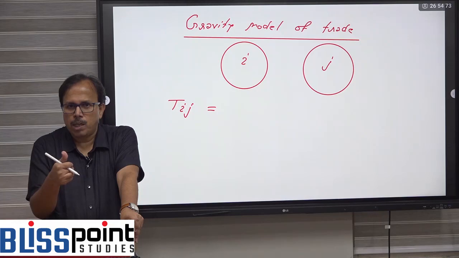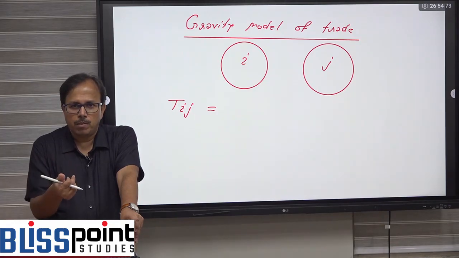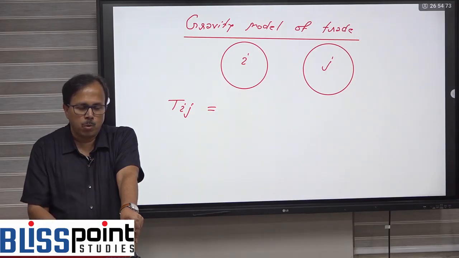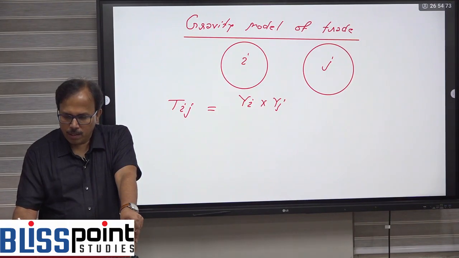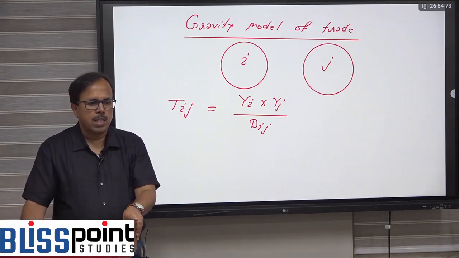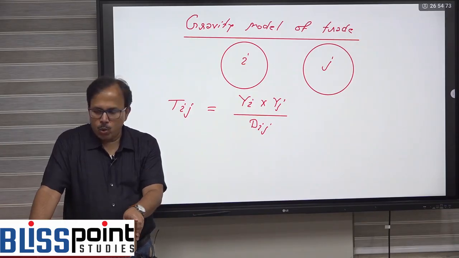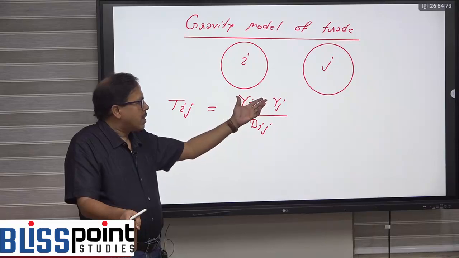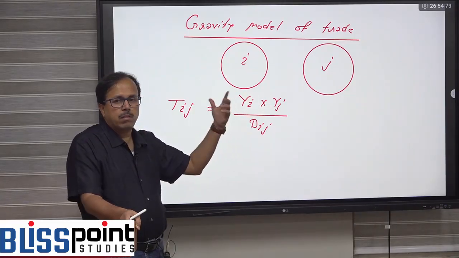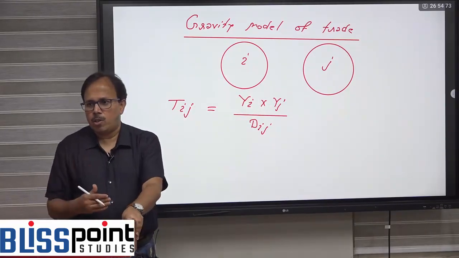Size will be denoted by GDP, not the geographical size. Size here means the amount of GDP that they produce. So it is the GDP of country I and GDP of country J, and it varies inversely with the distance between country I and country J. So the volume of trade between country I and country J depends upon the size of the economy, and it varies positively with the size of the economies.